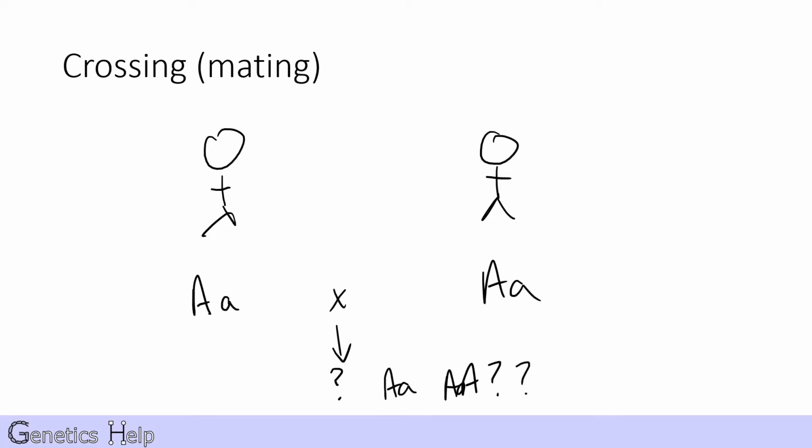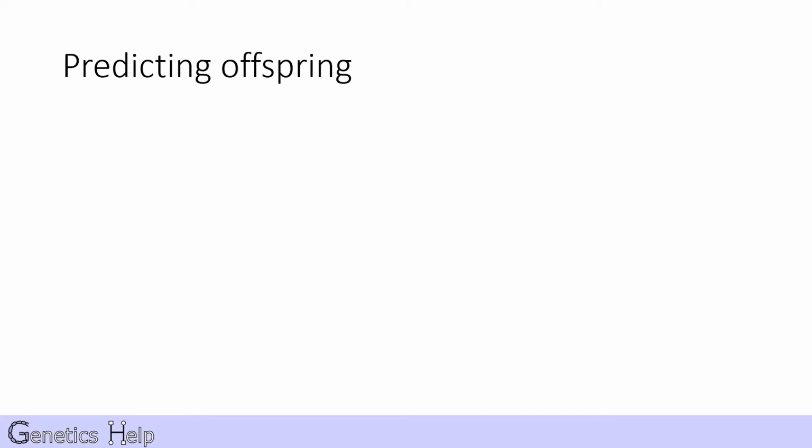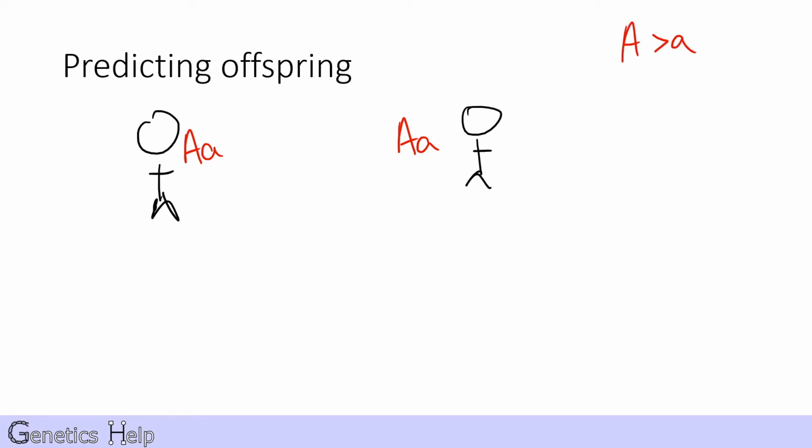We don't really know, and that's where we come into predicting and figuring out probabilities. So for predicting offspring, here's a detailed walkthrough of what you could do and what's going on. Let's say we have an individual that has the alleles for this gene, big A, little a, and we'll say that big A is dominant to little a.